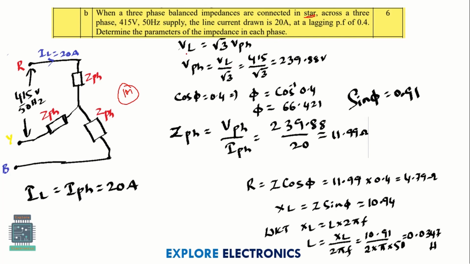So first we know that VL is equal to root 3 VPH, since they have given the line voltage. Here it is 415. Okay, this is the line voltage VL, root 3 VPH. So then we can find out VPH, then cos phi, ZPH you can easily find out. Finally the impedance.